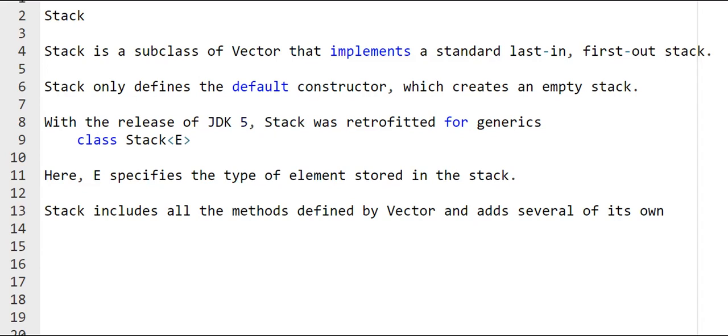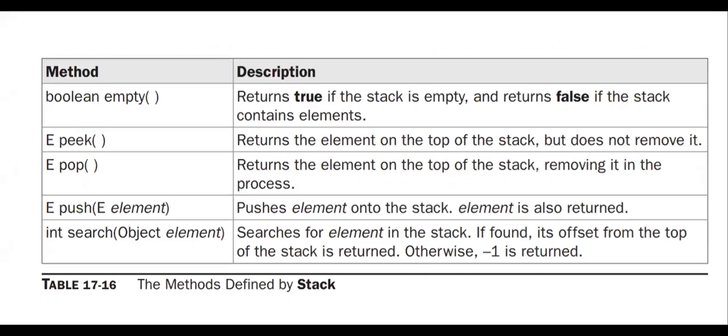Then we have other methods like the search method. So search method is used to search the given element in the stack. If an element is found, then the offset from the top of the stack will be returned. Otherwise, -1 will be returned. So empty method will return a Boolean value indicating whether a stack is empty or not. So the specific operations that are present in the stack include push, pop, peek, empty, and search.